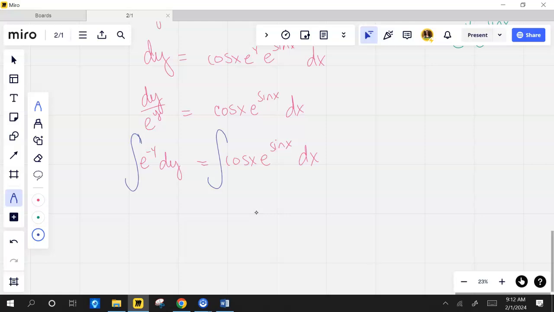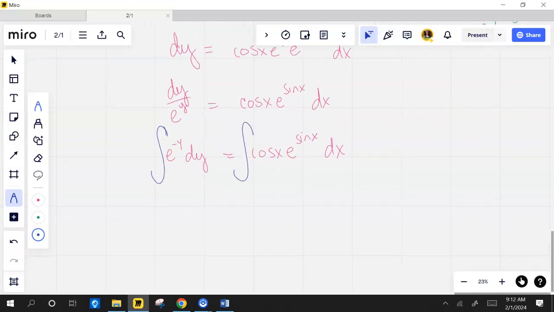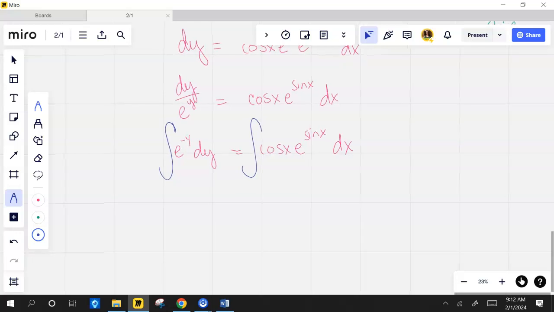E to the negative y. How do I do antiderivative here? If I think about it, u is negative y, then du would be negative 1 dy. I need a negative in there, right? So it would be negative e to the negative y.